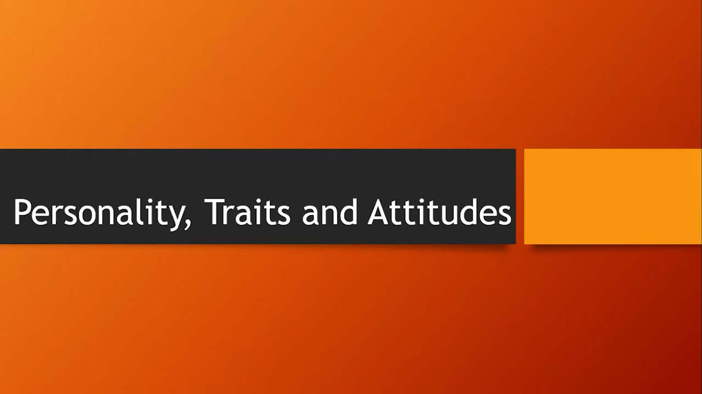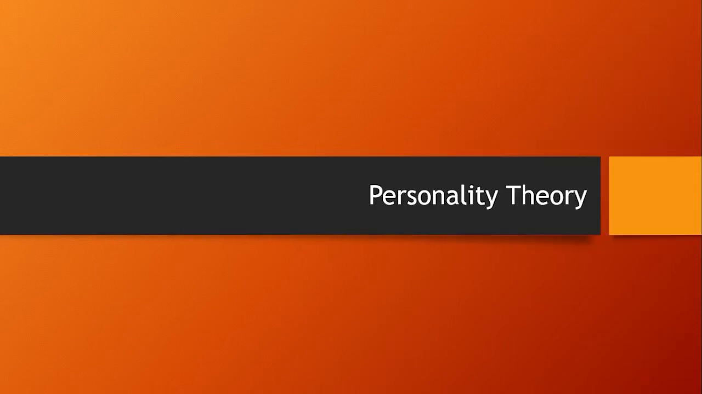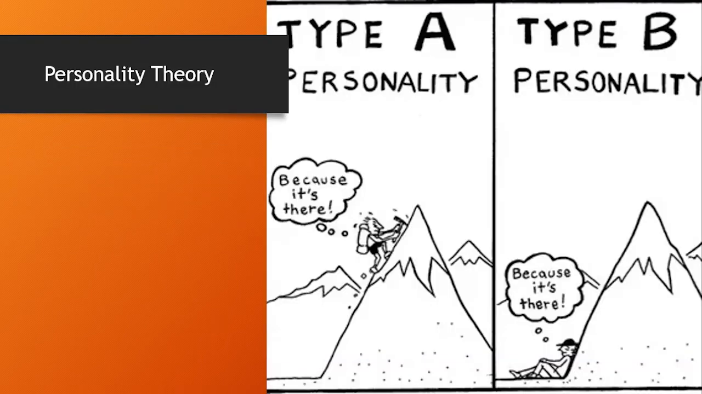This is a recap for personality theory, trait theory, and the development of attitudes. This is for Unit 2, Behaviour and Discipline, which is the exam unit. First of all, we're going to look at personality theory.